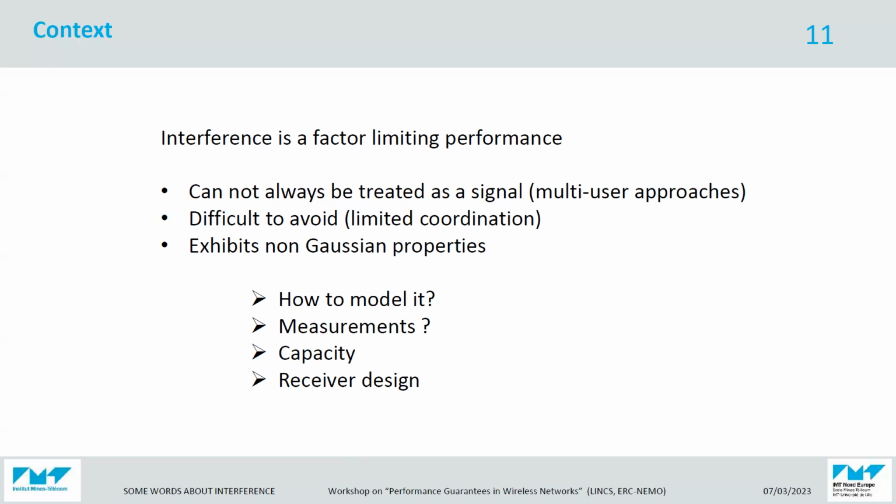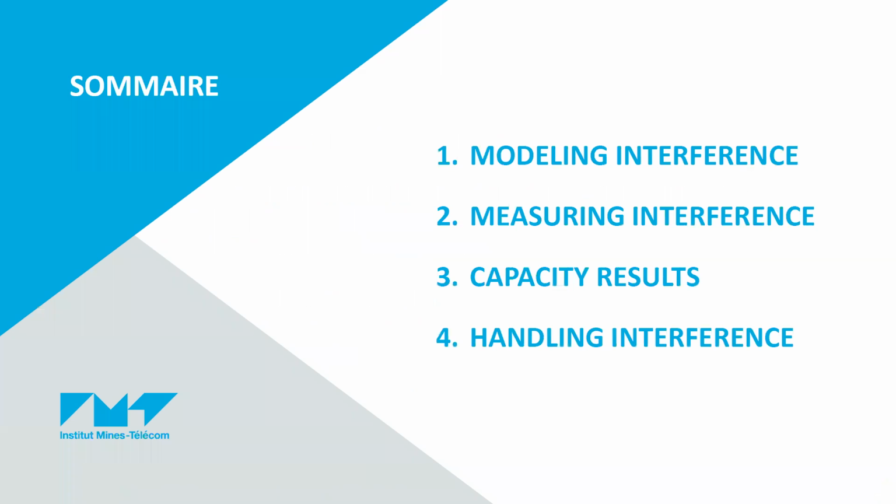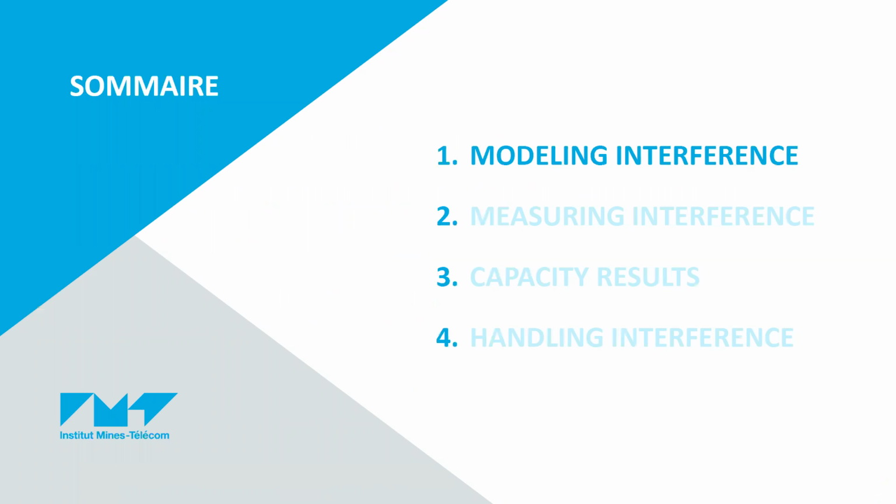Can we show this behavior in measurements? I will take a little time to discuss that if I have it. And then I will present some results about capacity. If the model I propose is good, we can try to have some results on capacity, and we can discuss that. And then if I have time, but I'm not sure I will, I can show you what you can do in the receiver design. Let me check the time. Not too fast. So how to model interference?